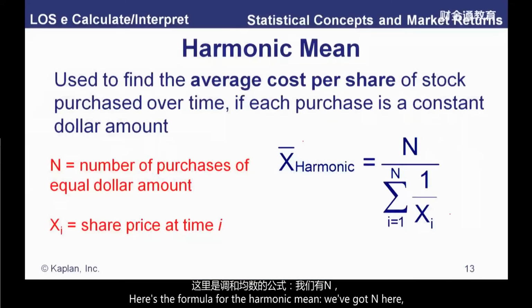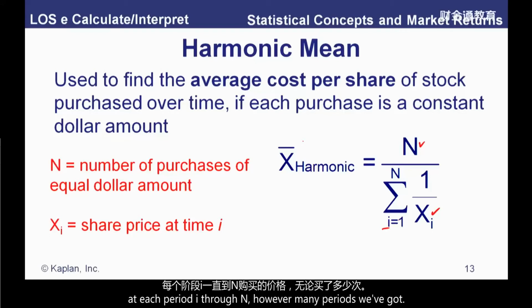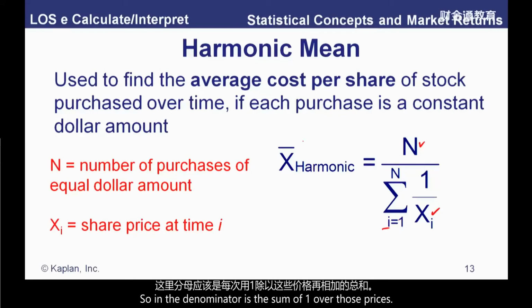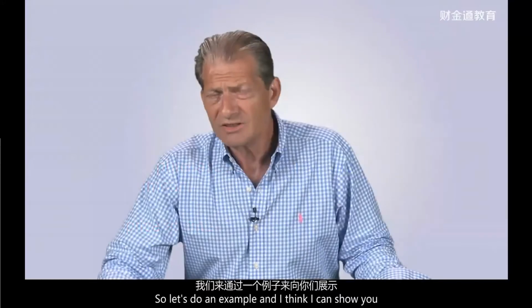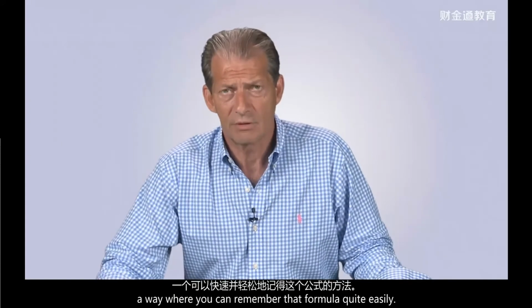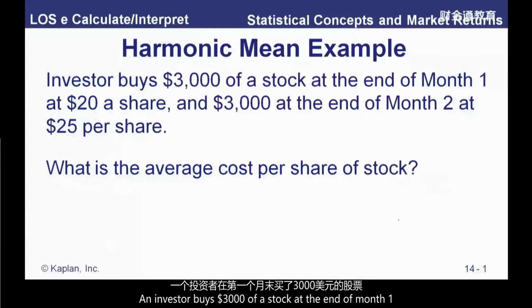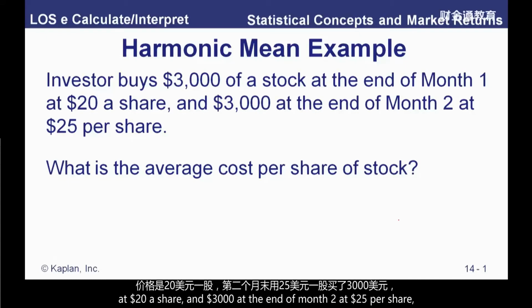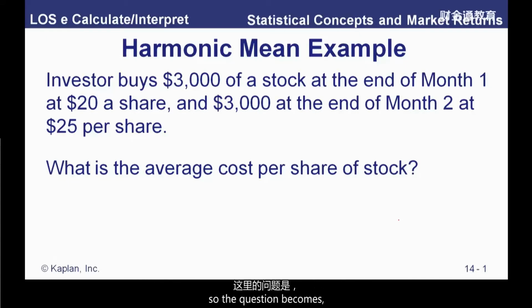Now here's the formula for the harmonic mean. We've got n here. That's the number of periodic purchases. Here is the price at each period, I through n, however many periods we've got. So in the denominator is the sum of 1 over those prices. So let's do an example, and I think I can show you a way where you can remember that formula quite easily. An investor buys $3,000 of a stock at the end of month 1 at $20 a share and $3,000 at the end of month 2 at $25. So it's a simple example, but we can apply this. So the question becomes, what is the average cost per share of stock? Well, that question is the same as what's the harmonic mean of 20 and 25.